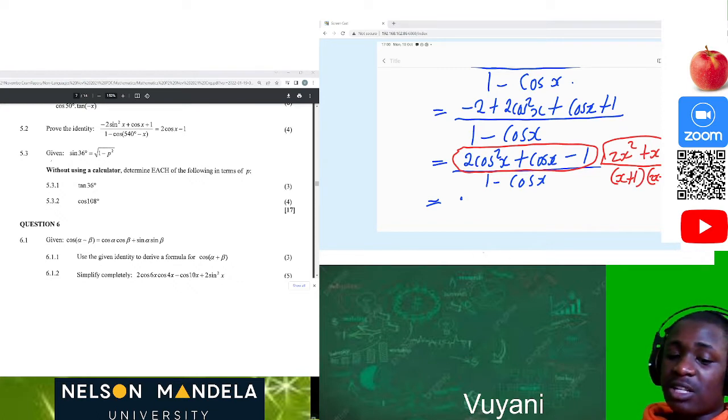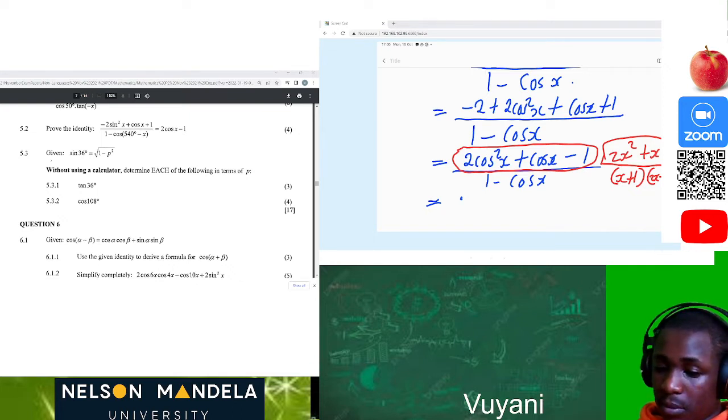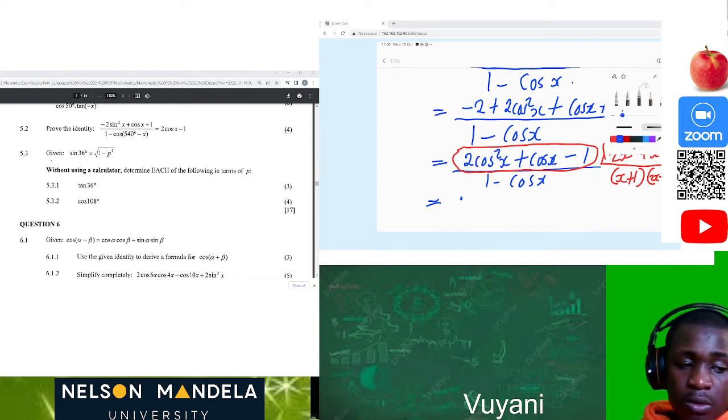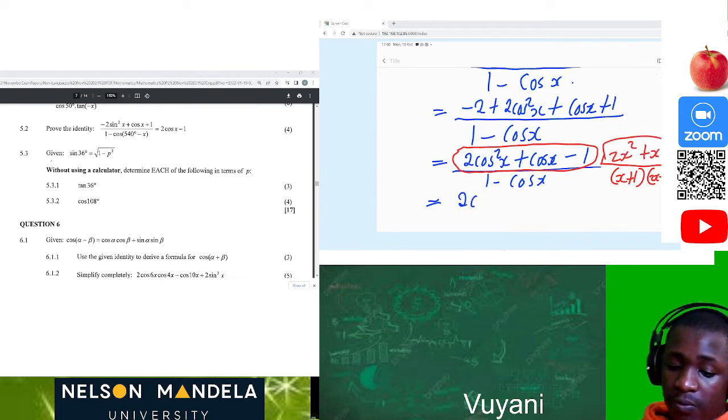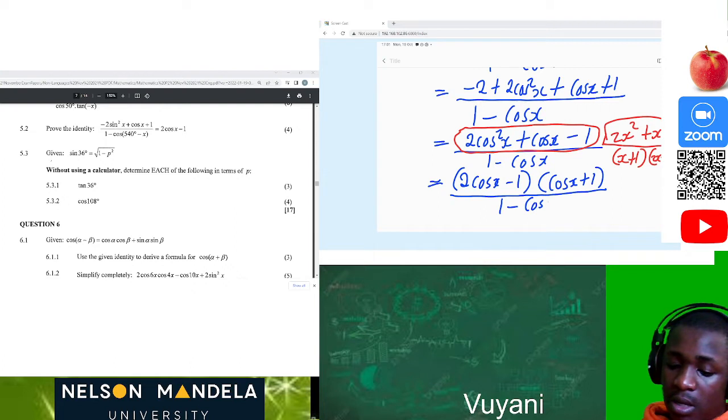But in this instance, we are dealing with cos, so where there is x, we'll put cos x. So now we can see that it's going to be 2 cos of x minus 1, then the other one is going to be cos of x plus 1. Then we divide all through by 1 minus cos of x.